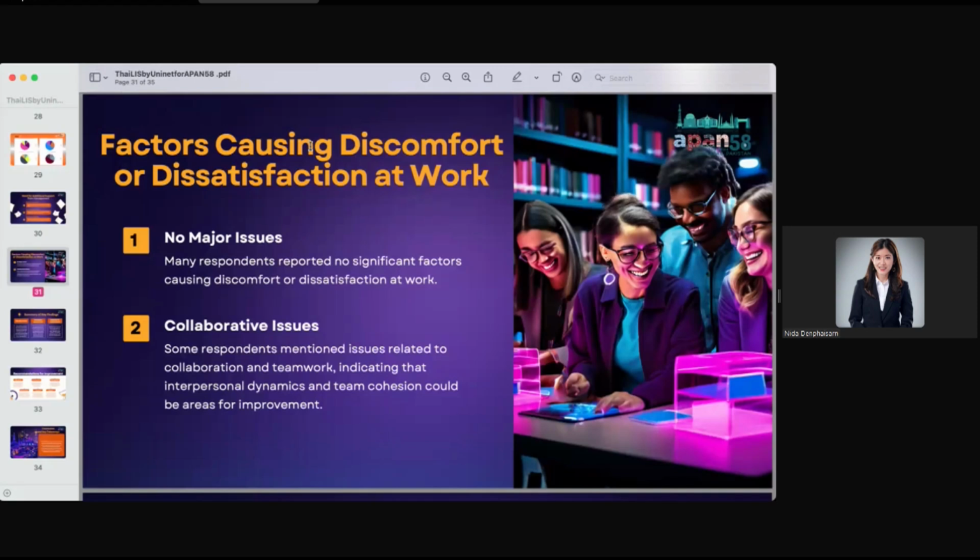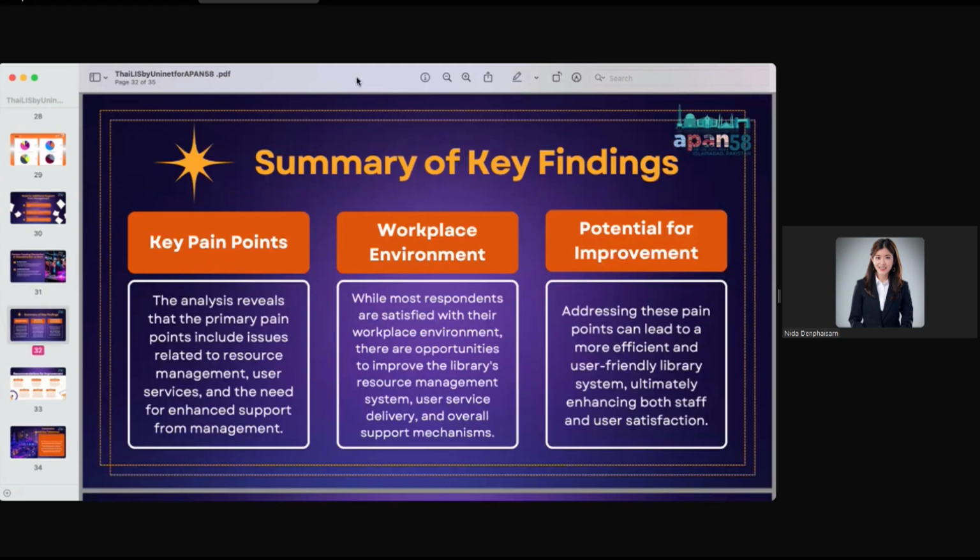Okay, here's one more pain point, which is about the factors causing discomfort or dissatisfaction at work. The result has shown that there are some collaborative issues in working as a team. Okay, here's the summary of key findings. For the key pain points, the analysis reveals that the primary pain points include issues related to resource management, user service, and need for enhanced support from management.